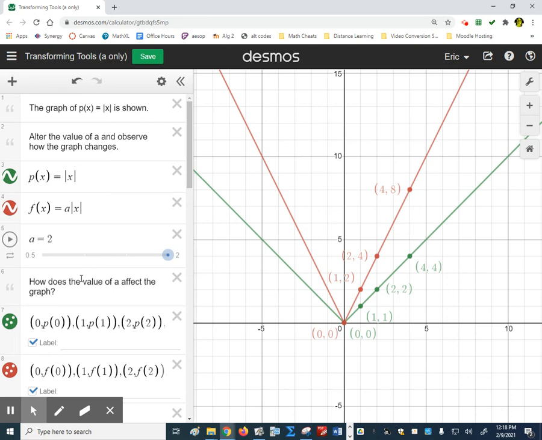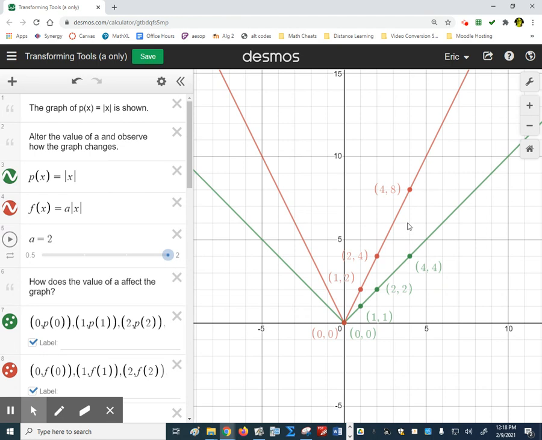What do you think? What did I do? Yeah, I just multiplied them all by 2, didn't I? Right? I multiplied them all by 2. 0 times 2 is 0. 1 times 2 is 2. 2 times 2 is 4. 4 times 2 is 8, right? Multiplied them all by 2, okay? So that stretched the function out, right?